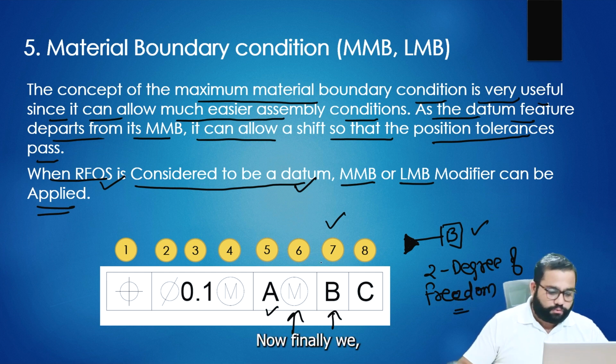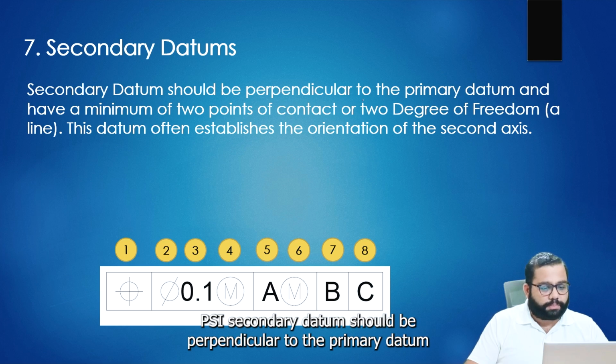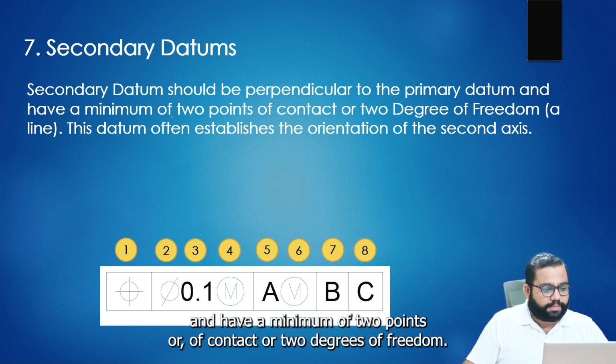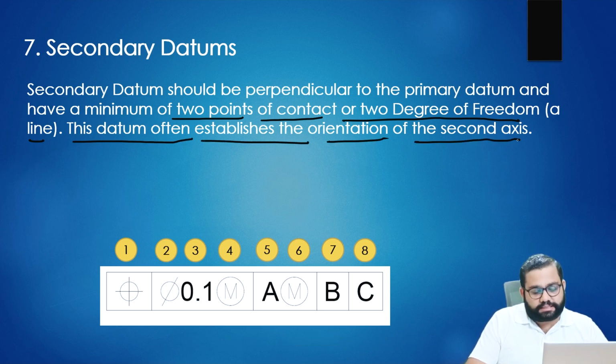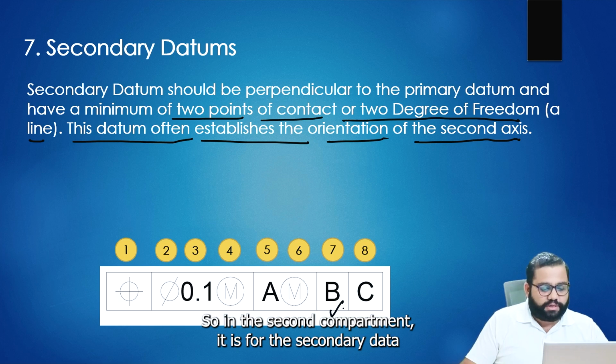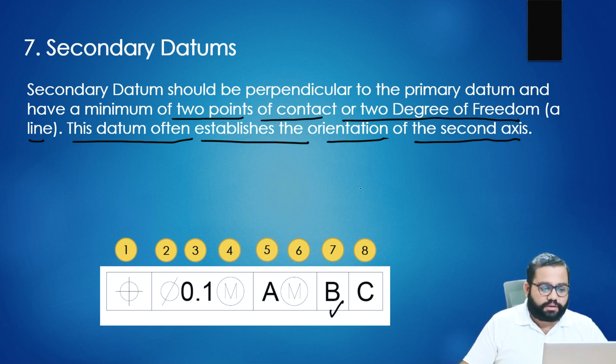Okay, now finally, the secondary datum should be perpendicular to the primary datum and have a minimum of 2 points of contact, or 2 degrees of freedom. The datums often establish the orientation of the second axis. So the second compartment is for the secondary datum, which is always perpendicular to the primary datum, and it holds a minimum of 2 degrees of freedom.